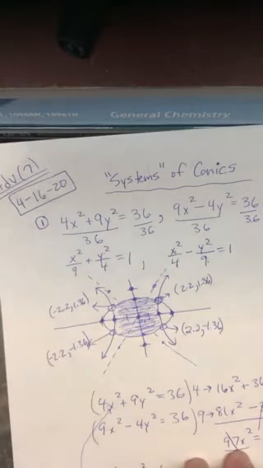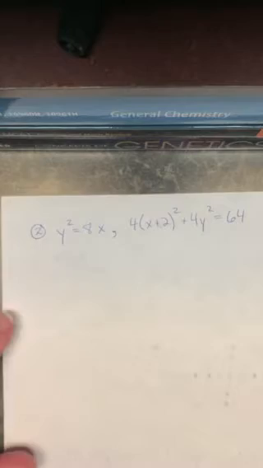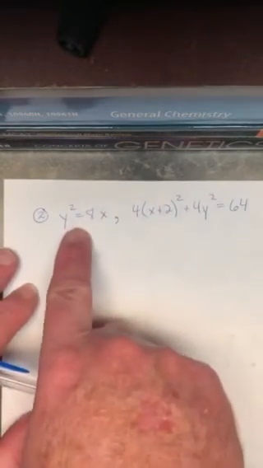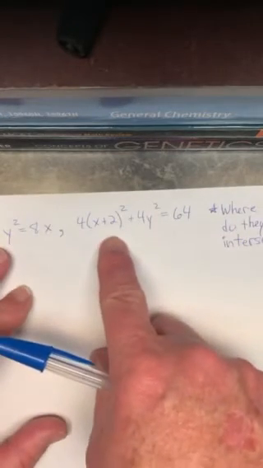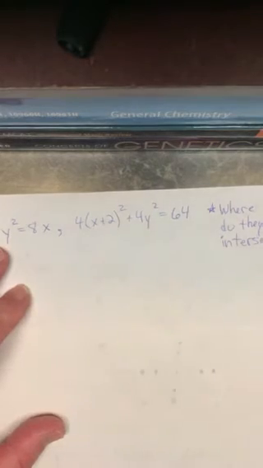Now all we're going to do to finish this, I'm not going to do the entire problem. We're just going to set up what you would do to attack one like this. Again, problem number 2, y squared equals 8x, and then 4 times the quantity x plus 2 squared plus 4y squared equals 64.